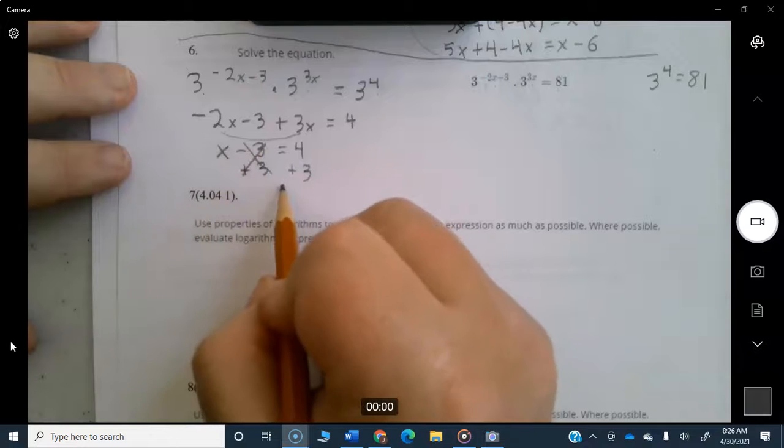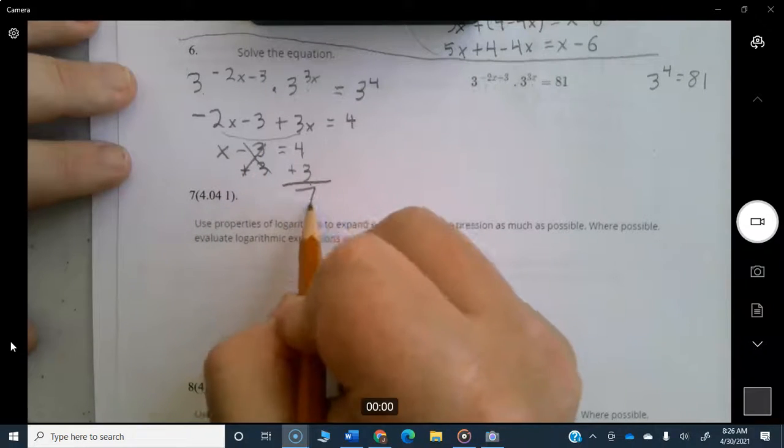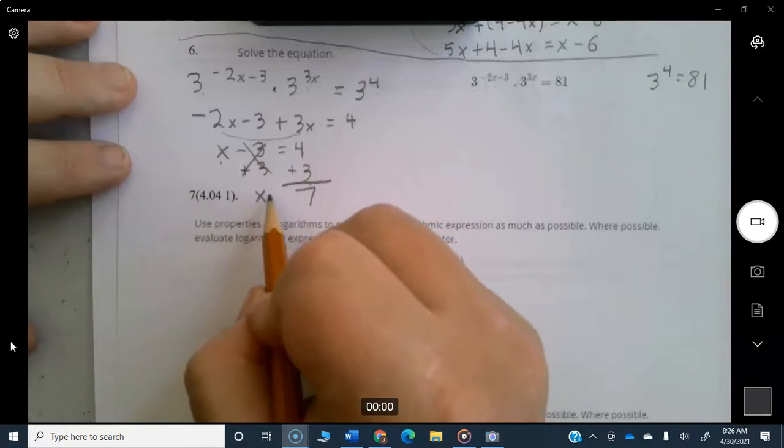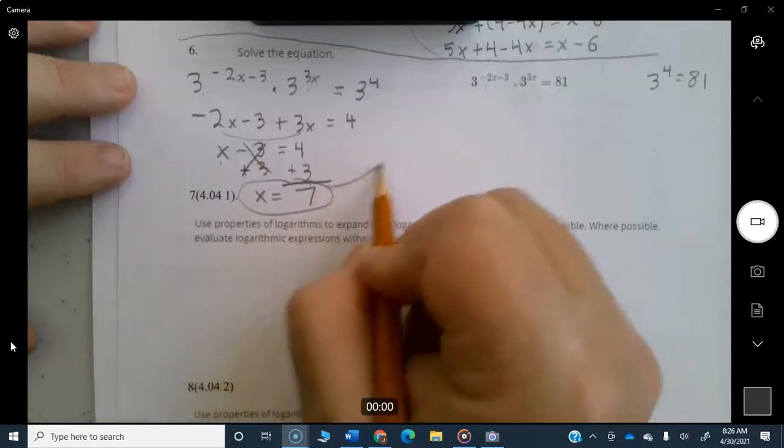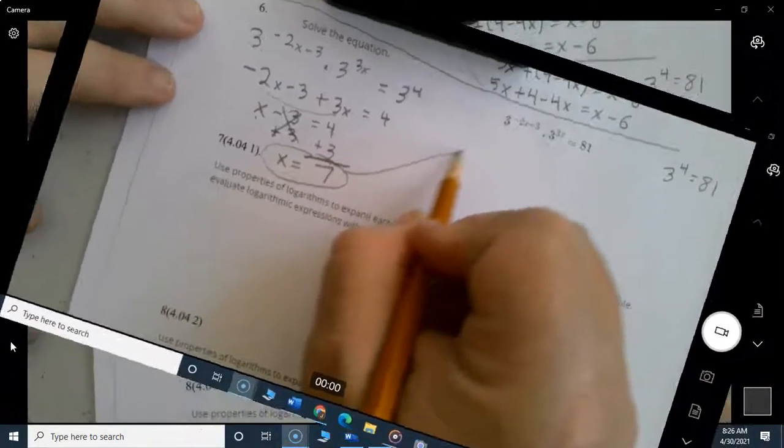This disappears. This becomes 4 plus 3 is 7. And the x is right there, so it's x equals 7. That's your final answer for this problem. Okay?